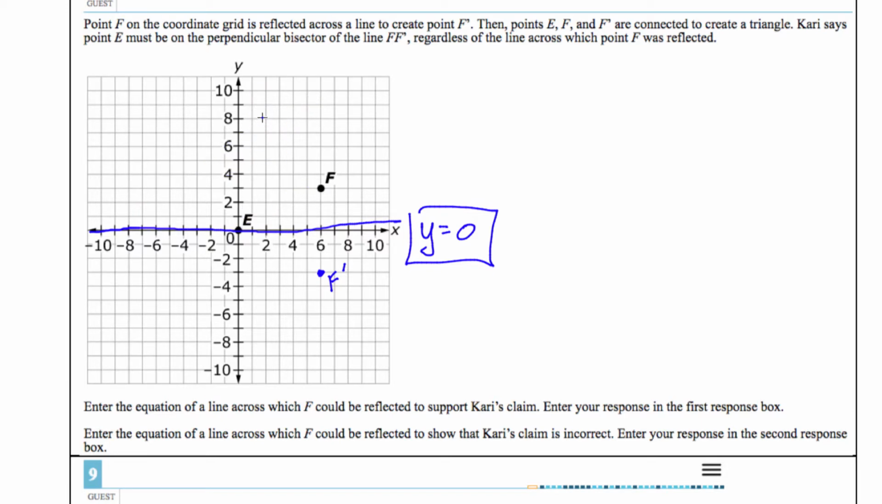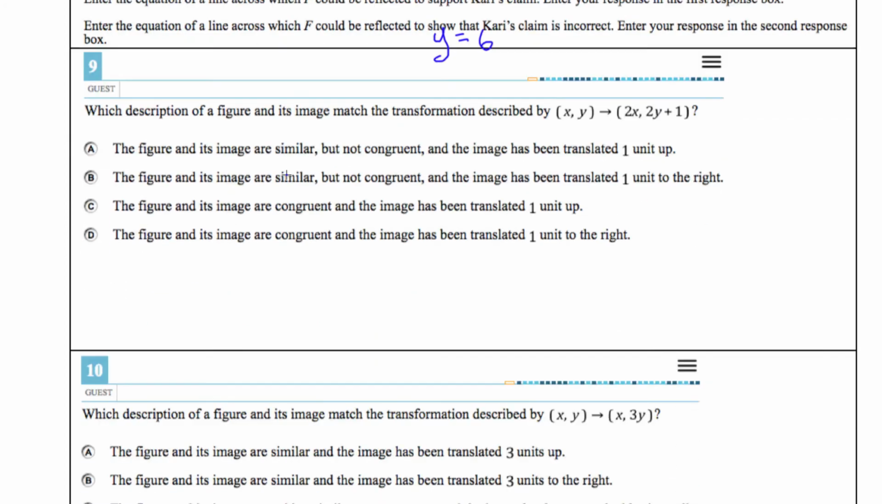So an equation that would make it incorrect, y equals, I don't know, 6. Sure, you can just do a line right there. That would make F prime come up here, F prime, and there's my perpendicular bisector line, and E is not on that line. On to number 9.